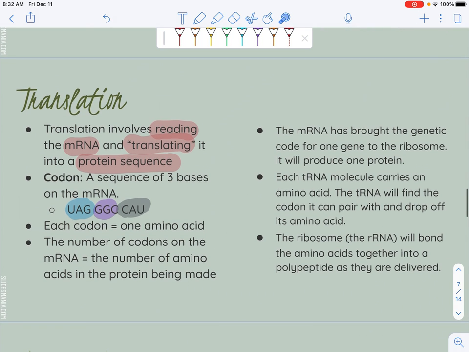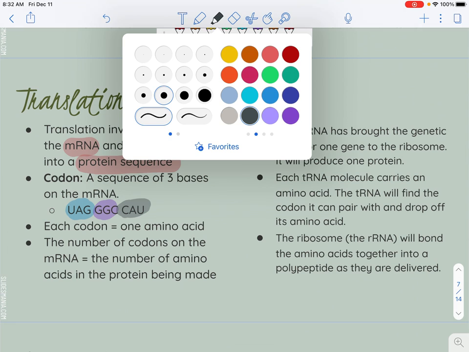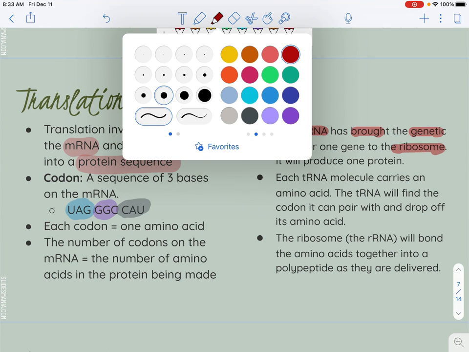So we need to talk about what every type of RNA is doing during this process in order to really understand it when we get to a diagram. So the mRNA, that brings the genetic code to the ribosome. So that's what the mRNA has to do. It brings the code where it needs to go, and once the genetic code is there, the mRNA's job is really done. It just hangs out and gets read, all right?